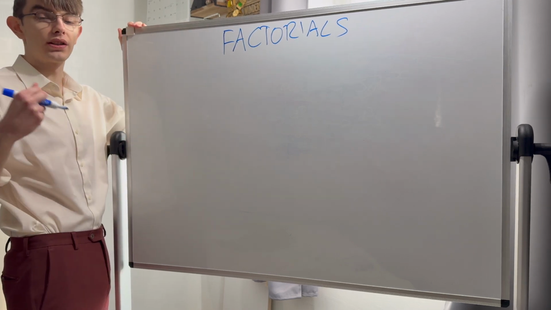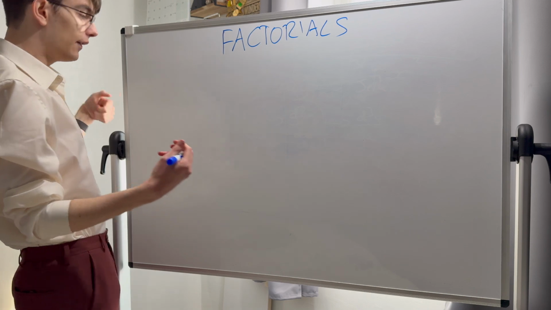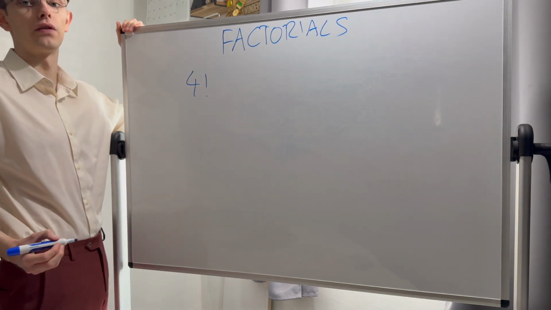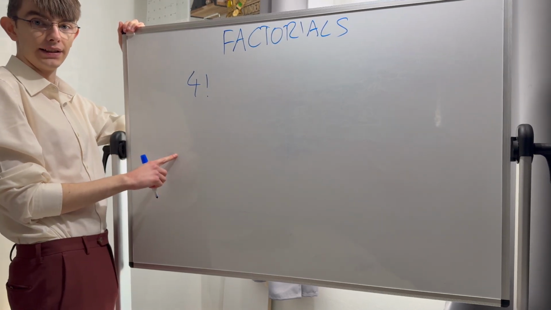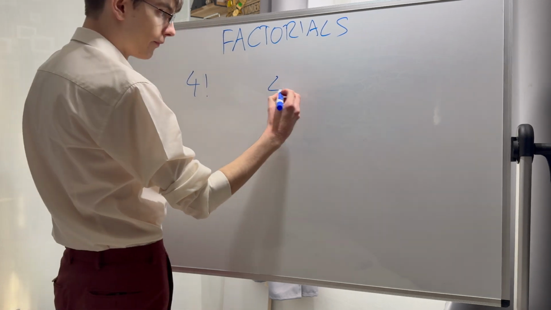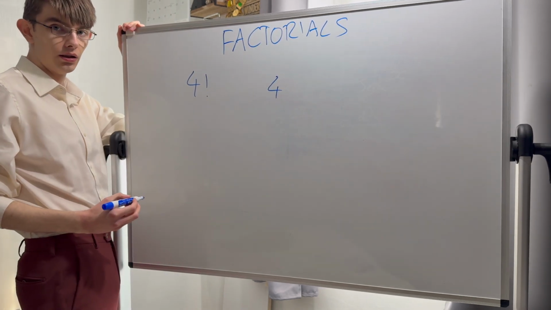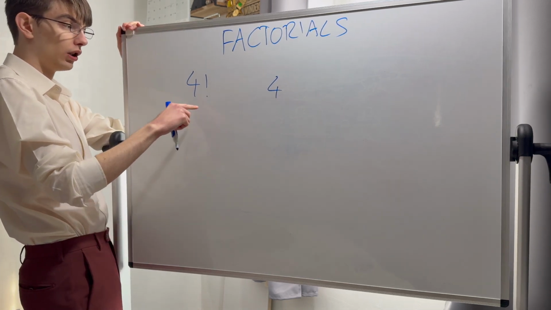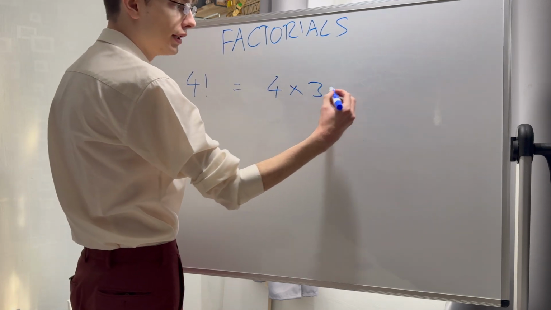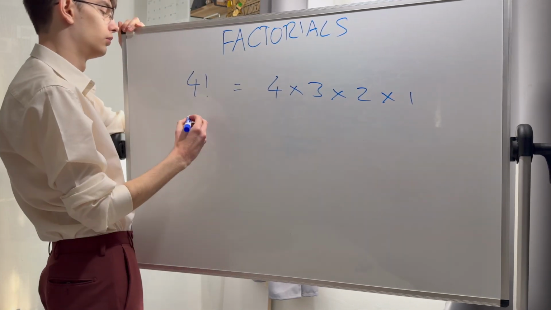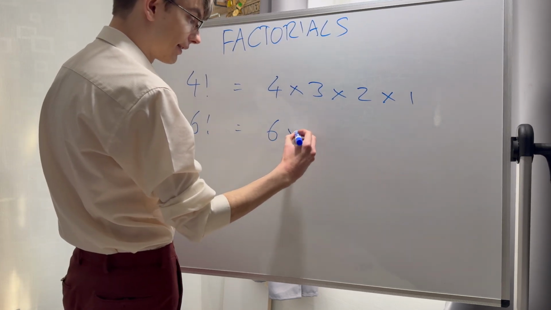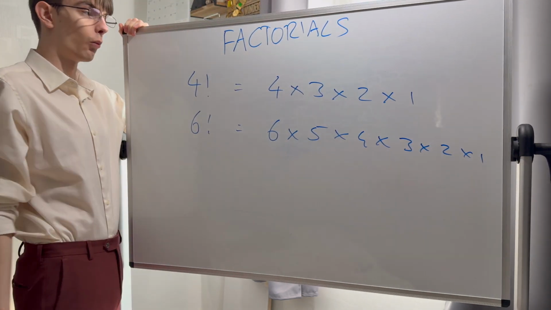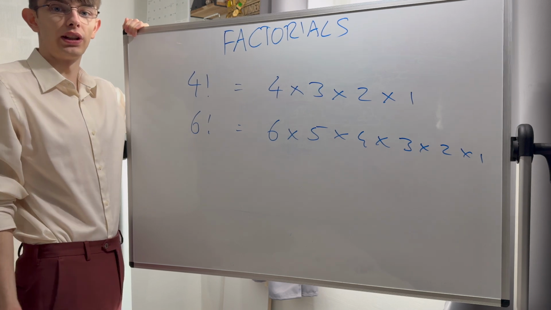So first of all, what is a factorial? Well, a factorial is a number, say 4, with an exclamation mark after it. And what this means is you take the number that you start with and you multiply it by every number that has come before it. So 4 factorial is 4 times 3 times 2 times 1. 6 factorial is 6 times 5 times 4 times 3 times 2 times 1. And this is all a factorial is.